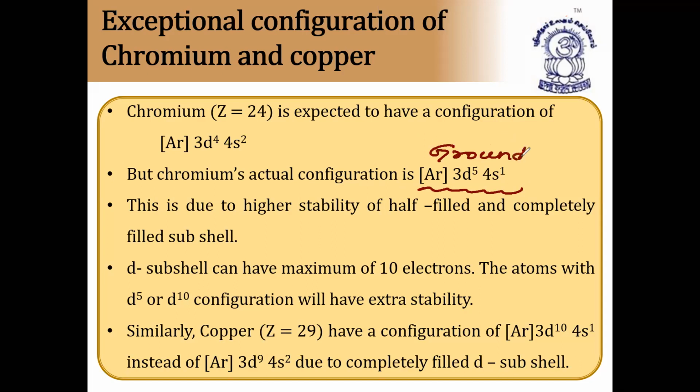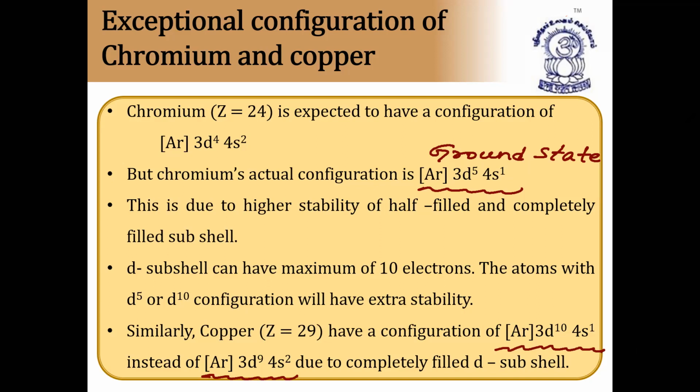The same thing you'll observe in copper also. For copper, you should actually get argon 3d9 4s2 because copper's atomic number is 29. Instead of argon 3d9 4s2, you'll get argon 3d10 4s1 because of half-filled and completely filled subshells. In the first case, both are half filled, they are stable. In the second case, one is half filled, one is completely filled.